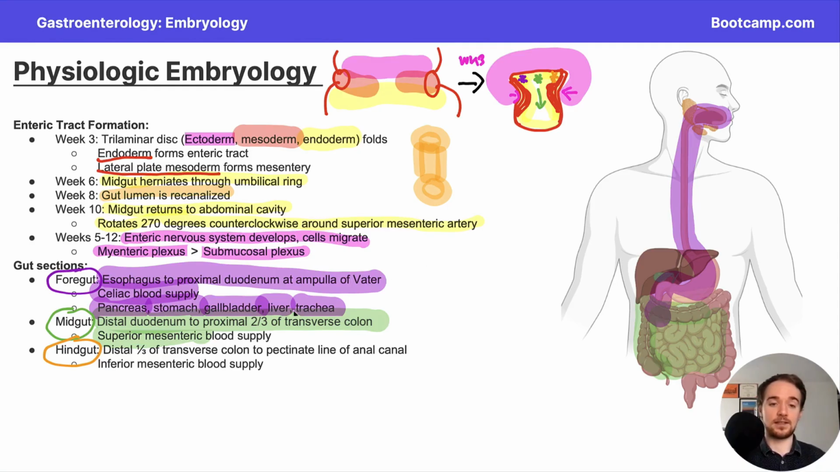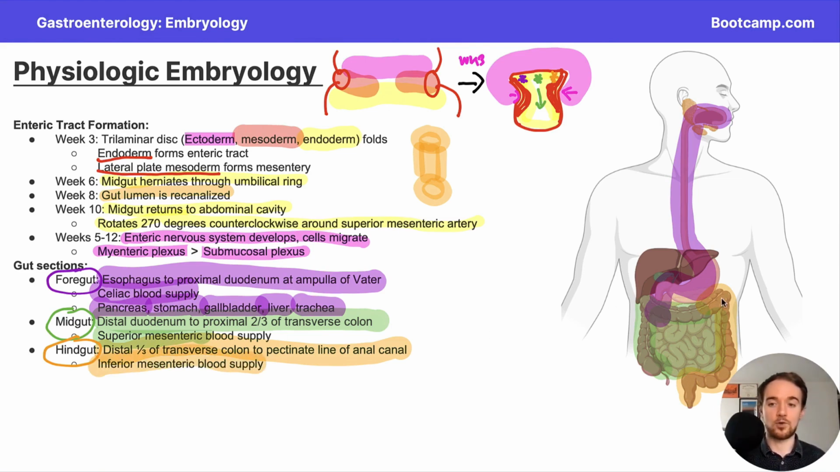Now, interestingly, this is a very important area for watershed blood supply discussions because part of the transverse colon is supplied by the superior mesenteric artery, and now the rest of the colon is going to be supplied by the hindgut, so the distal third of the transverse colon through to the pectinate line of the anal canal. That is where the hindgut's contribution ceases. So we begin here, we go down, and then we end at the pectinate line. So the inferior mesenteric artery is going to supply our hindgut.